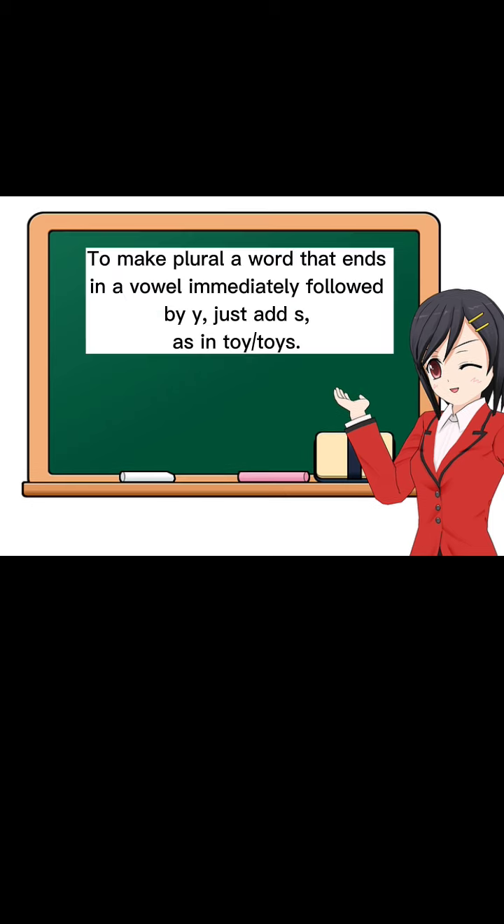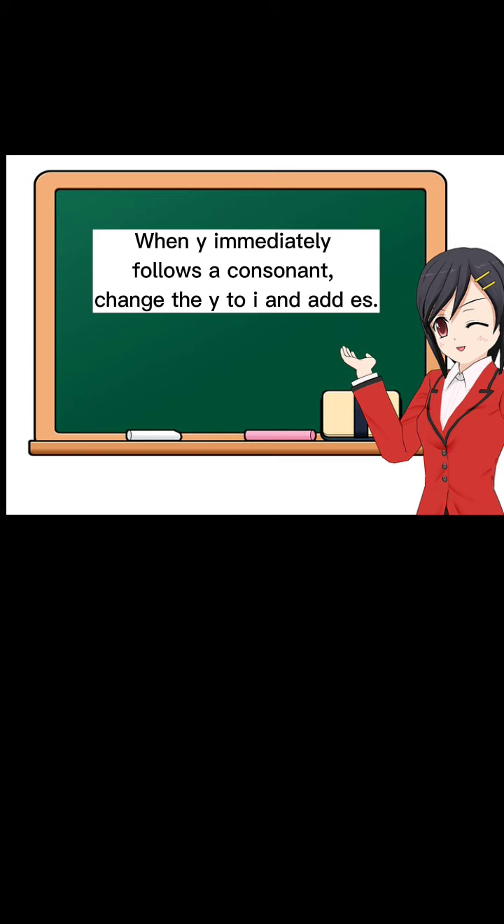So here is the explanation. To make plural a word that ends in a vowel immediately followed by y, just add s, as in try, trys. Now before y there is a vowel. O is what? A vowel. So we just add s if we want to make its plural. Try, trys, play, plays.